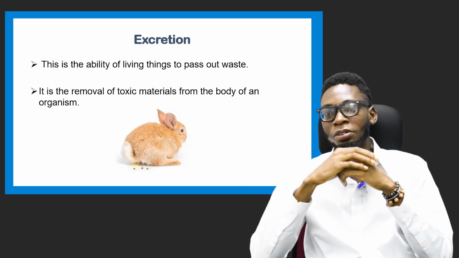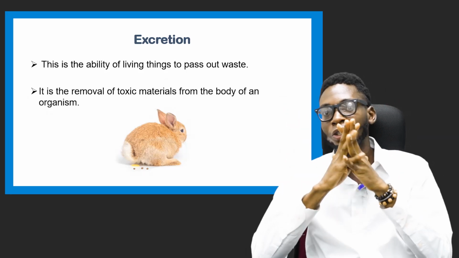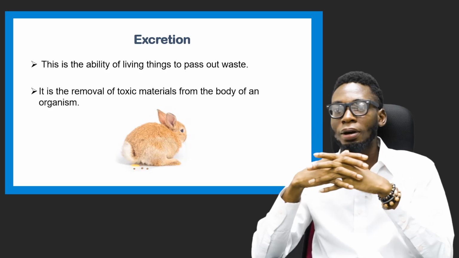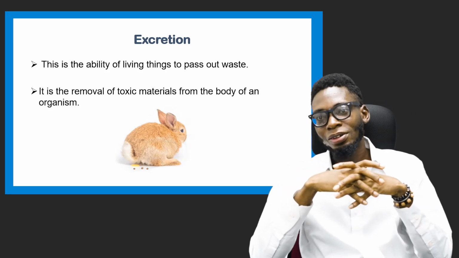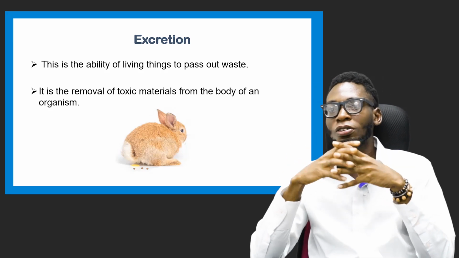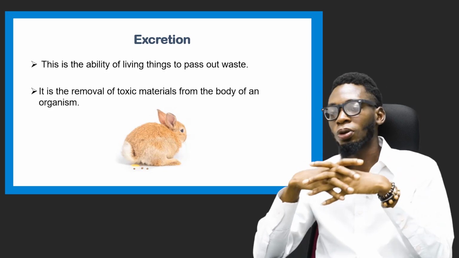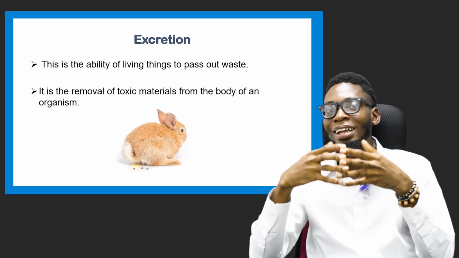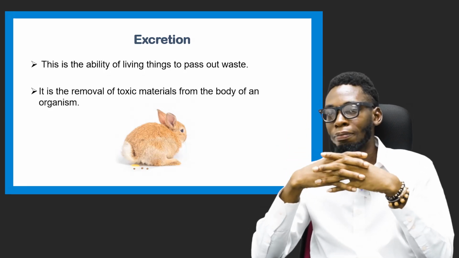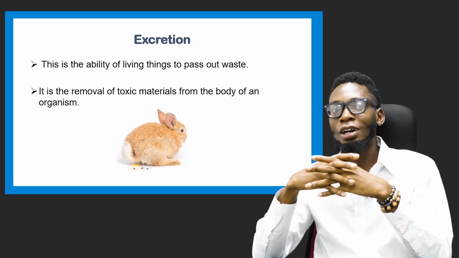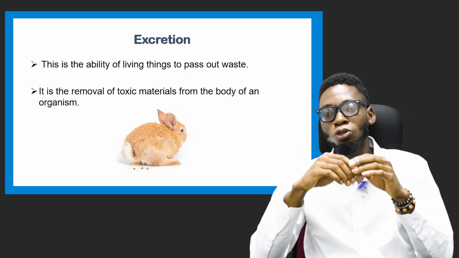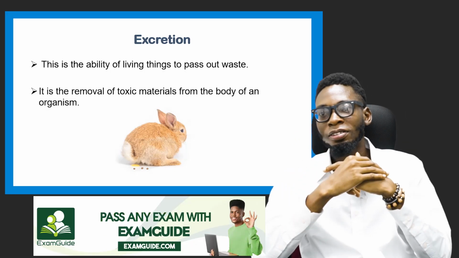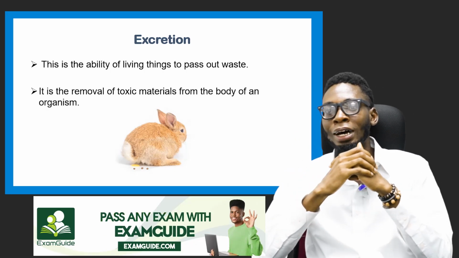All right, the next characteristic of living things is excretion. Excretion is defined as the ability of living things to pass out waste. Due to the activities of living things, they produce waste on a daily basis. And if these waste products are left to accumulate in the body of living things, they will hinder some important processes, and this will cause harm to that organism.